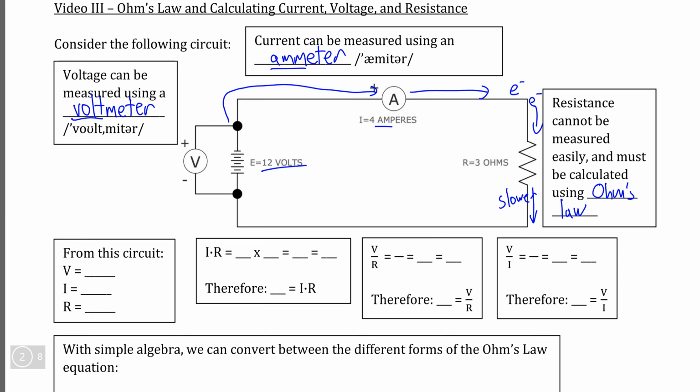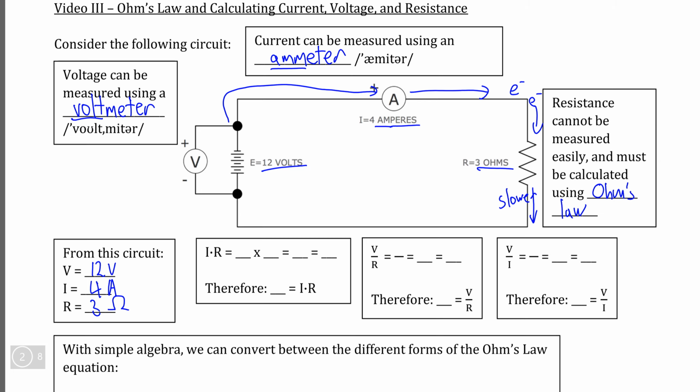Now here we see that the voltage, current, and resistance are actually all given to us, but this allows us to see and determine what the relationship is. So we see that our voltage is 12 volts, our current is 4 amps, and our resistance is 3 ohms. And remember that the symbol for resistance, let me just draw that again, is ohm, which is represented by the Greek letter omega.